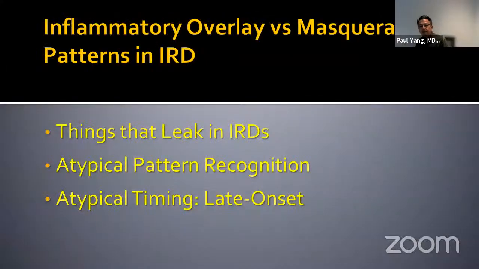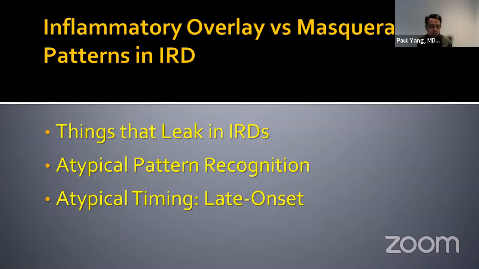Okay, so this is the second theme, right? Inflammatory overlay versus masquerade in IRDs. So, you can imagine that these complex immune pathways can lead to a pro-inflammatory state in IRDs. We're still learning more about this, and so this is kind of an emerging area of study. So within this theme, I'm going to go over things that leak in IRDs, so clinically, things that you might see. Also, we're going to go over atypical patterns in IRDs and what might be causing those atypical patterns and how it can masquerade as uveitis.